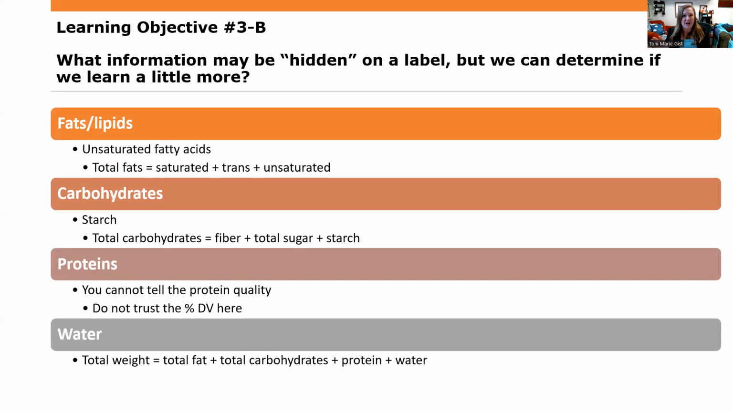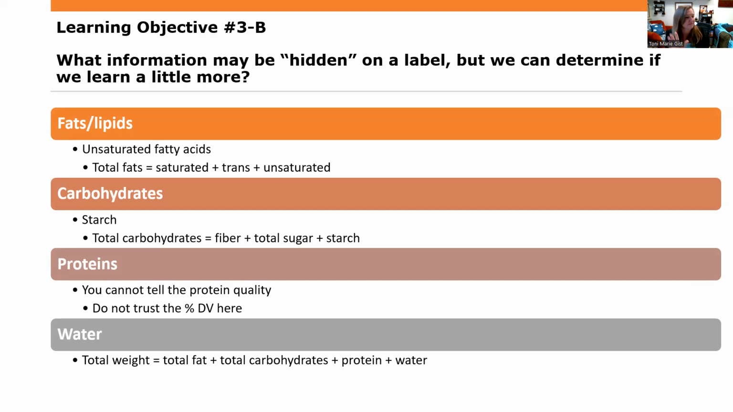Proteins get a little bit more complicated because you actually can't tell the protein quality. You can't tell off of the label whether it has all the essential amino acids or not, or if it's lacking one or more essential amino acids. So if a label does have the percent daily value on it, I wouldn't necessarily trust it from that location. I would definitely learn more about proteins as we continue the conversation here.